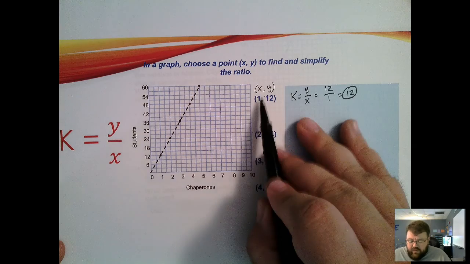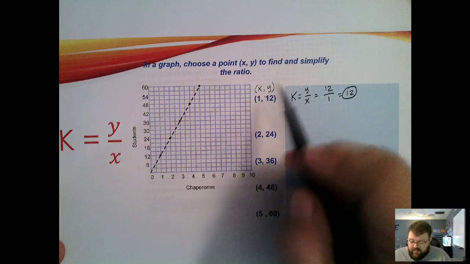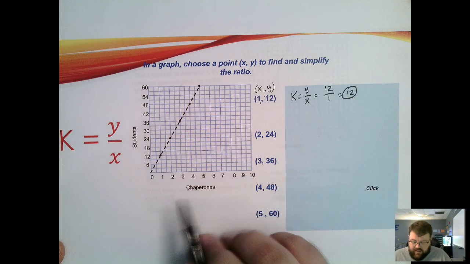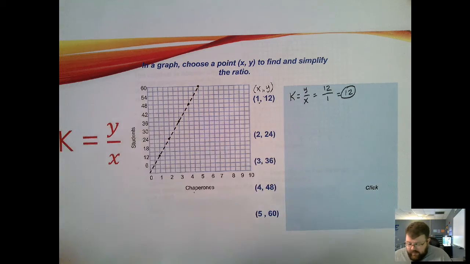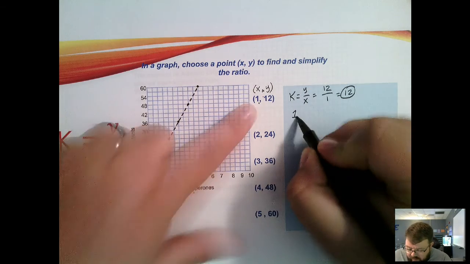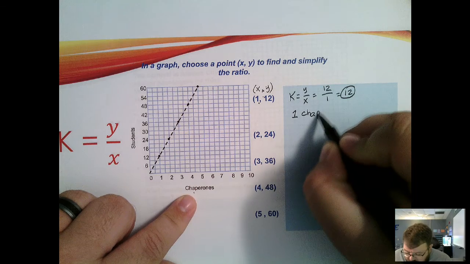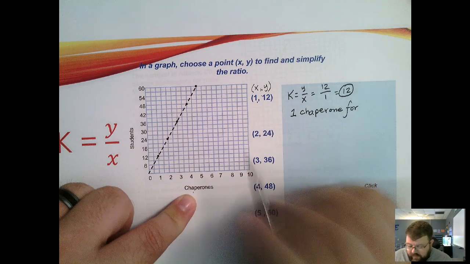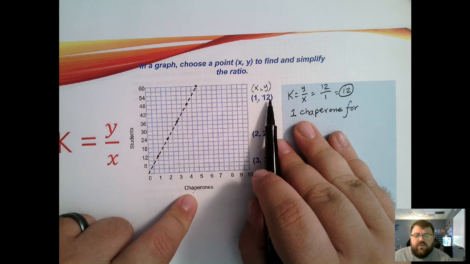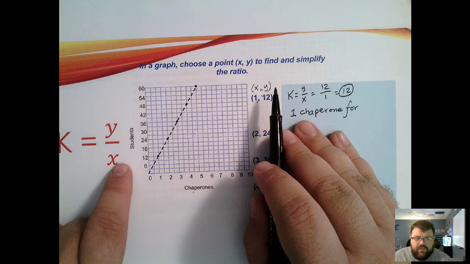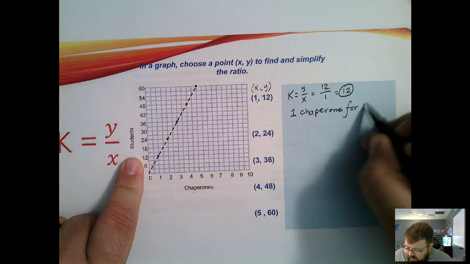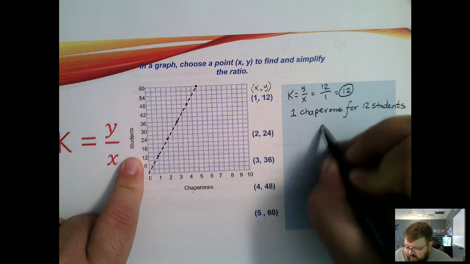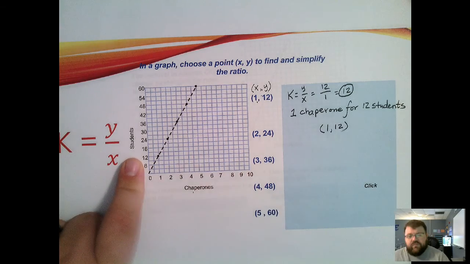Now, let's explain, what does this mean? 1 is the X value. What's the title of the X-axis? Chaperone. So I have 1 chaperone for, here's 12. The 12 is the Y value. 12 students. So I have the ordered pair 1, 12.